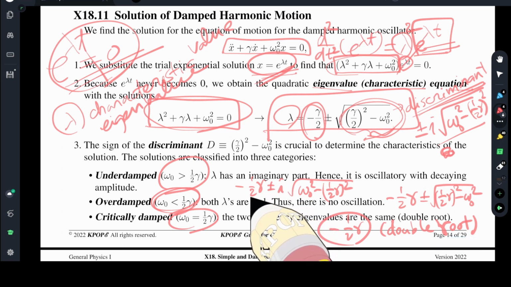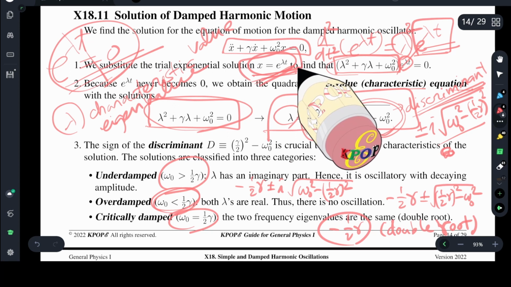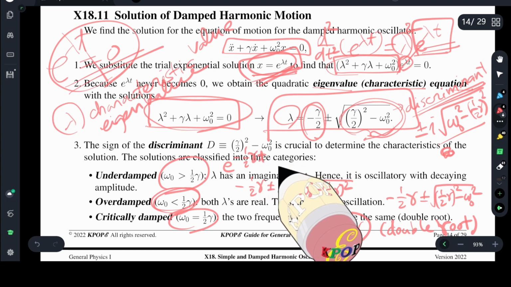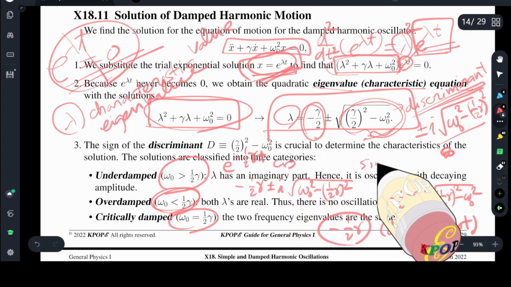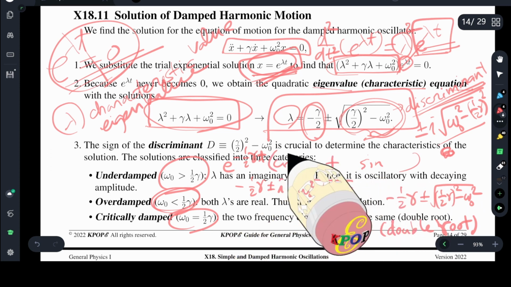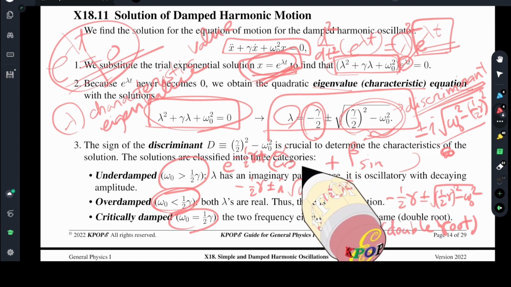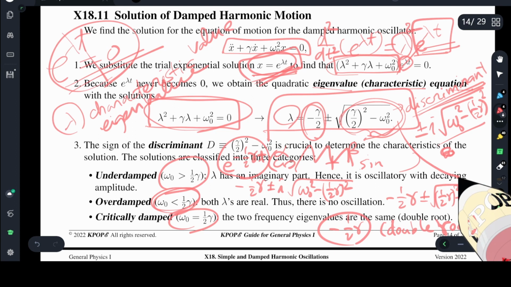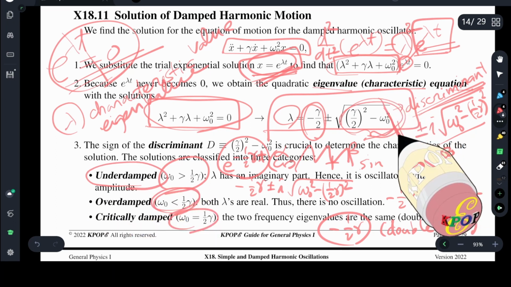So if we substitute this into the trial solution, you will find e to the minus 1/2 gamma t, and either cosine or sine shape, some constant, a linear combination. So it is oscillating, but it has an exponentially decaying factor. So the amplitude is decaying, so we say it is underdamped. This is damping.